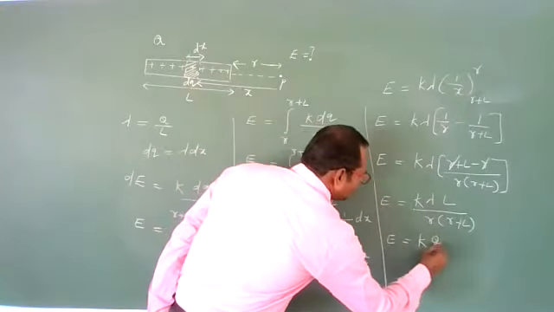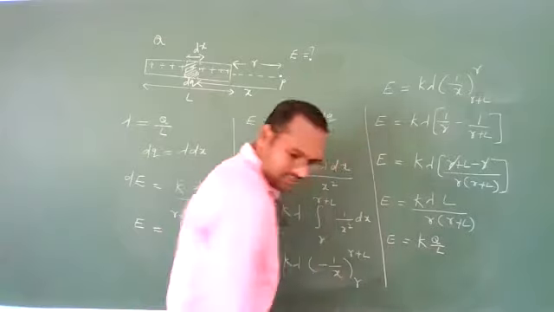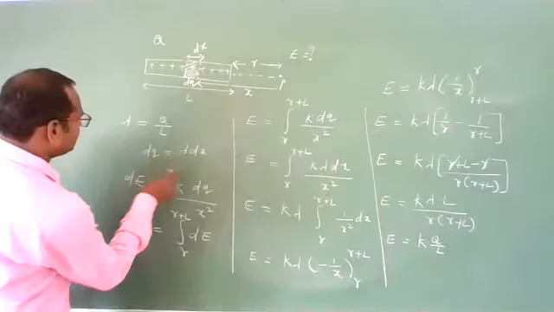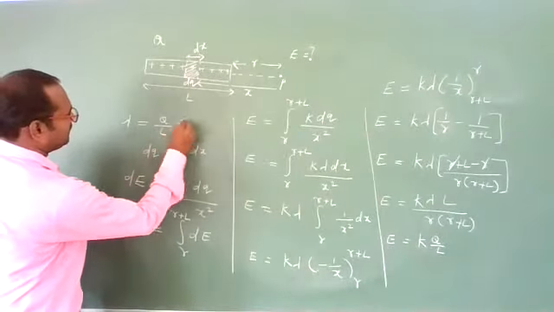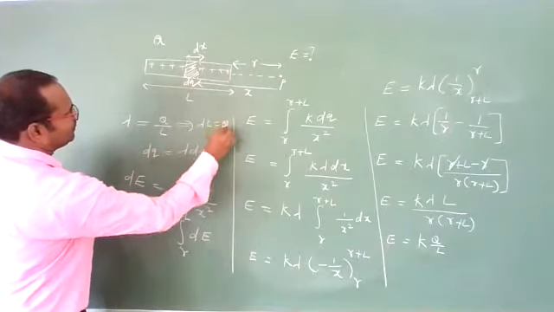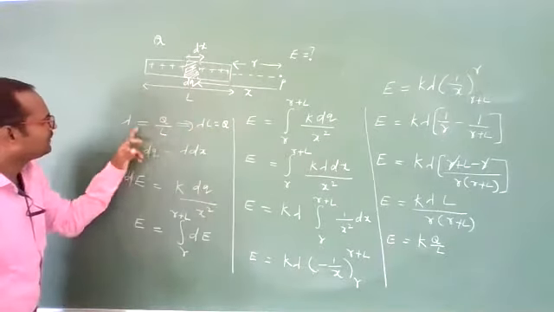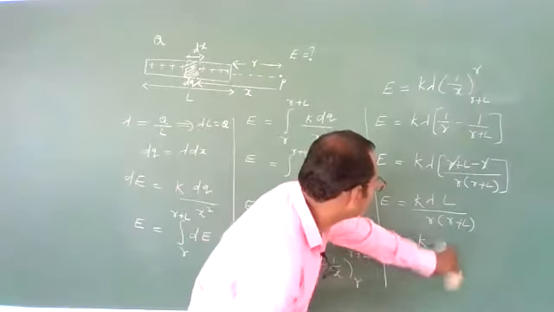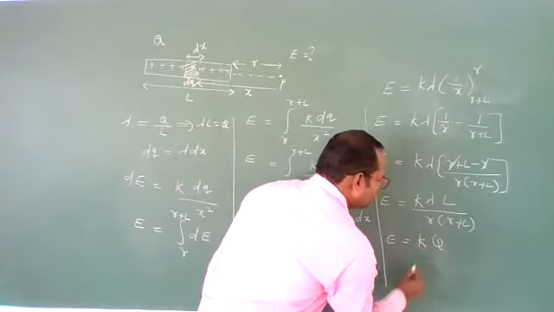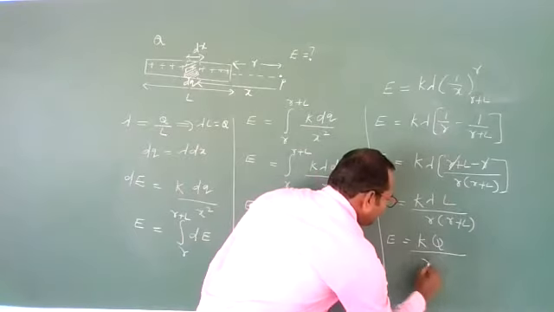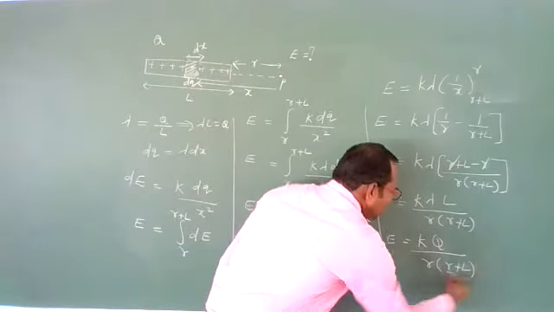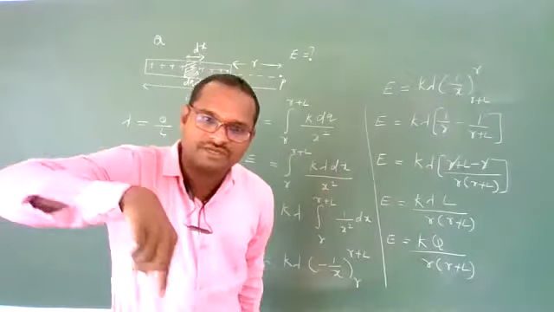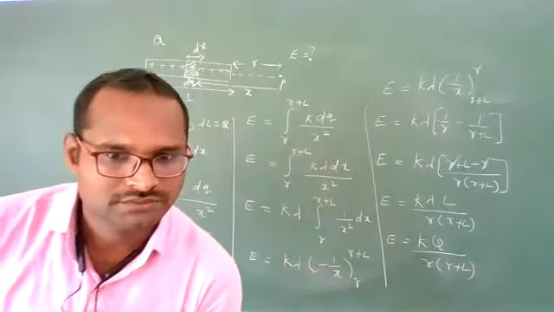k Q by L, or simply you can write, see here, lambda into L is what? Q. Correct? See this point, lambda into L is Q. Here lambda into L is there, so directly we can write Q. It is kQ divided by r into r plus L. What is the k value? 1 by 4 pi epsilon naught. You can write that also.